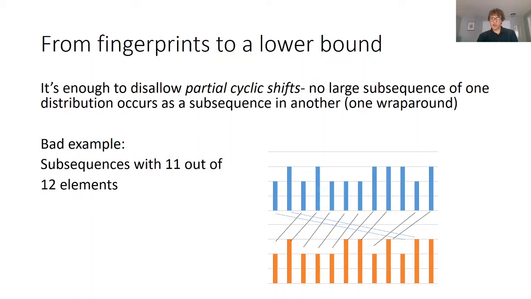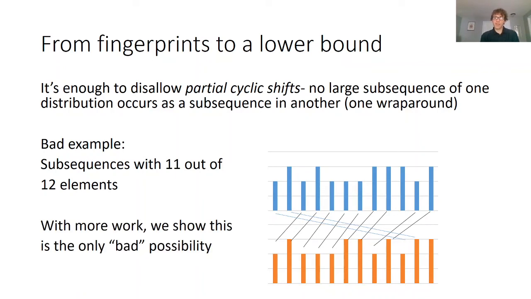Then wrapping around on the blue, the first and second elements of the blue distribution are the 10th and 11th elements of the orange distribution. And so these are things that are kind of bad here because we see that blue is pretty close to a cyclic shift of the orange one. And we prove with a bunch of work that this is really the only bad thing that could happen, that everything will go nice for us as long as we can show that there's no large subsequence like this here, that these guys aren't partial cyclic shifts of each other.